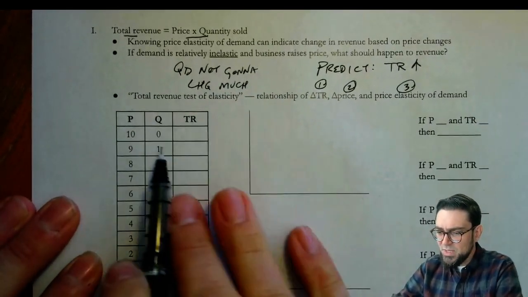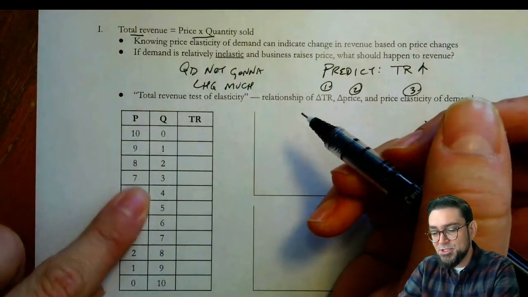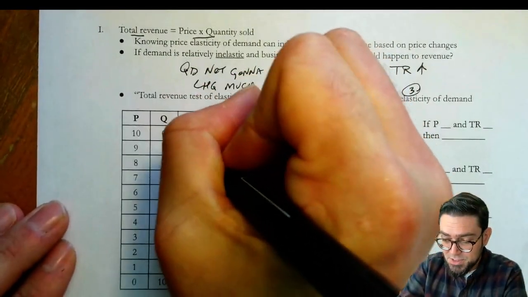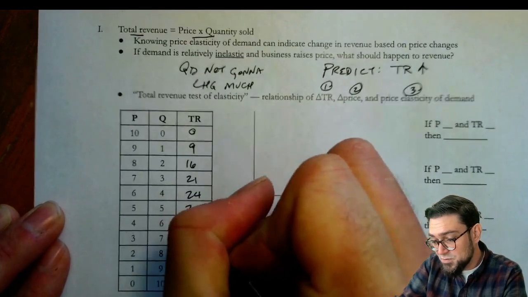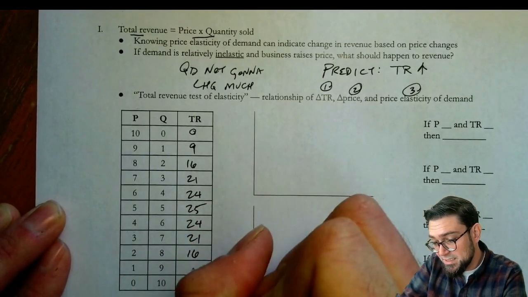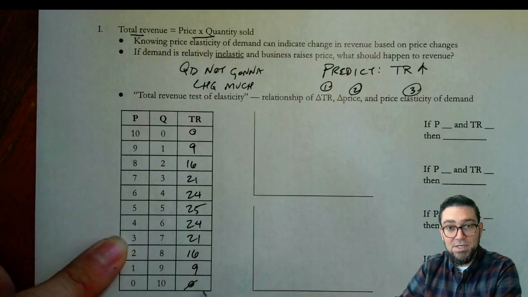So let's go ahead and calculate some numbers first before we plot anything on these. The total revenue column is just going to be the multiplied Ps times Qs. So 0, 9, 16, 21, 24, 25, 24, 21, 16, 9, and 0. And so you can see the total revenue rises, hits a peak, and then comes back down again.